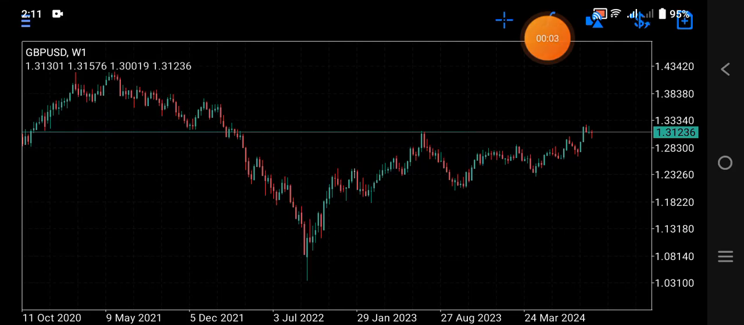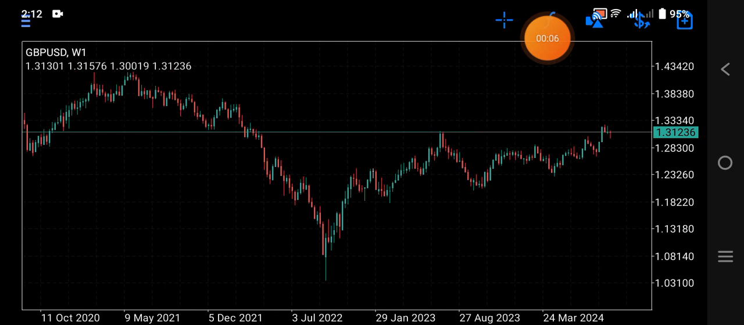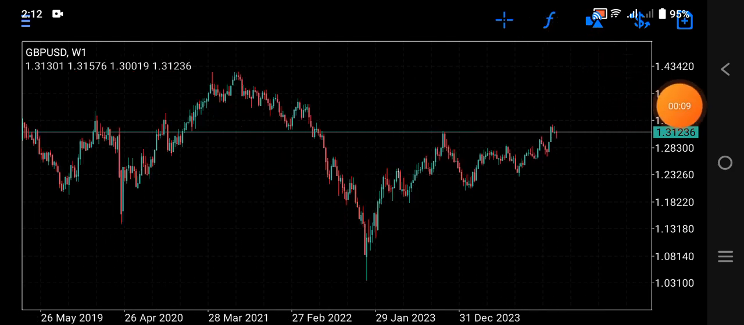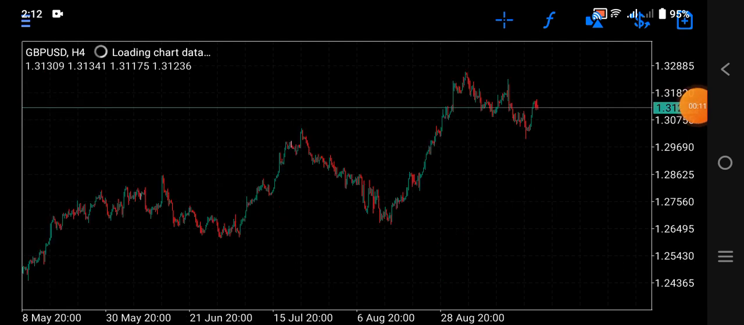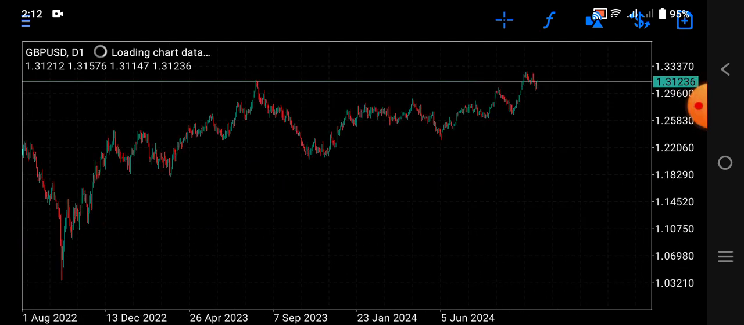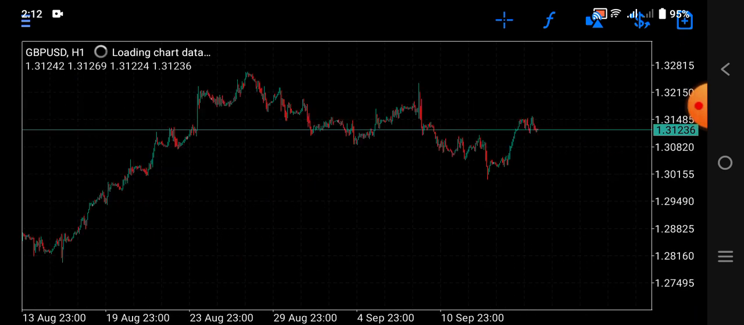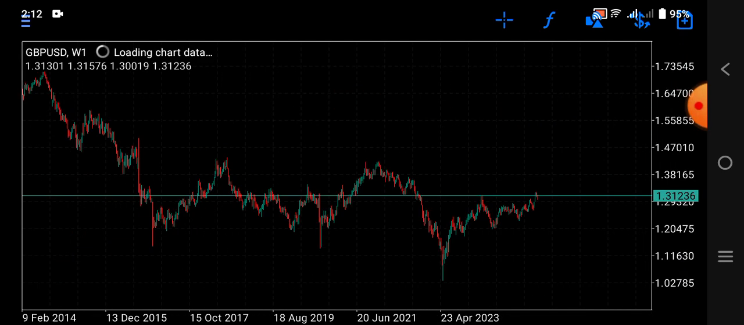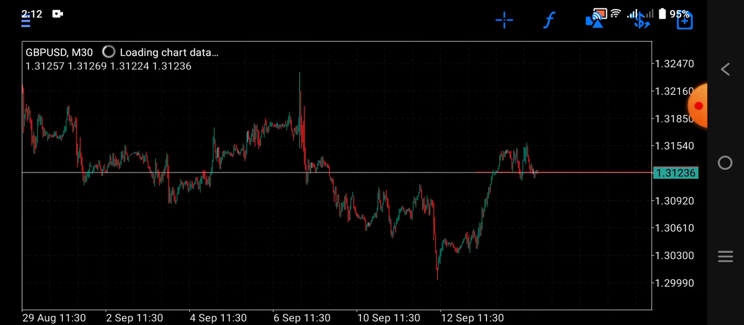So today being 17th of September 2024, I will be analyzing GBPUSD and give us my bias on what to look out for, where to go, and what to do at every point in time.